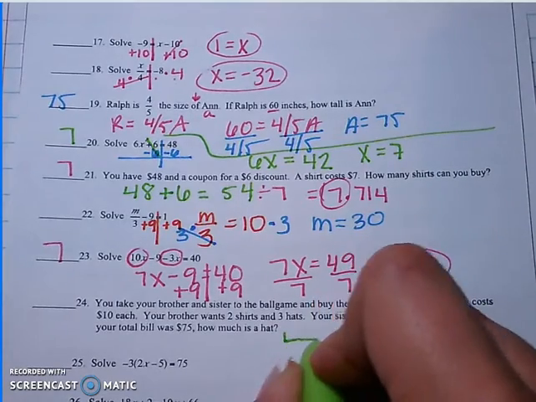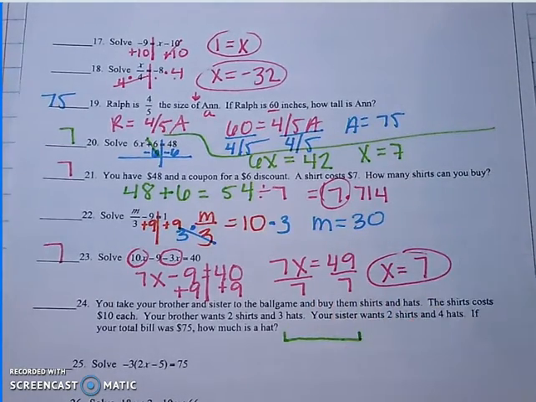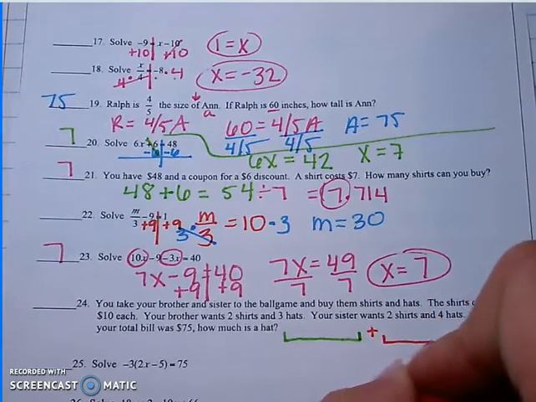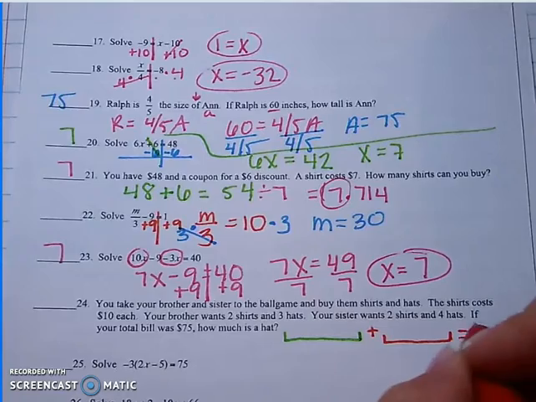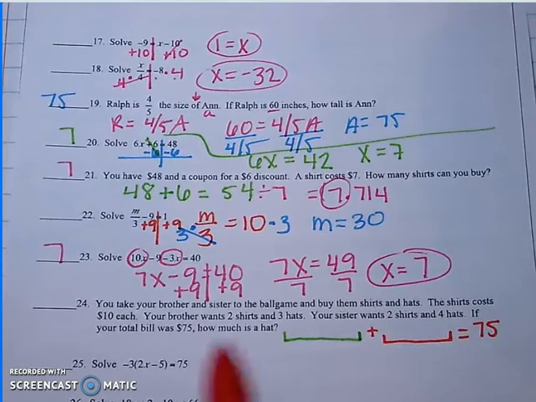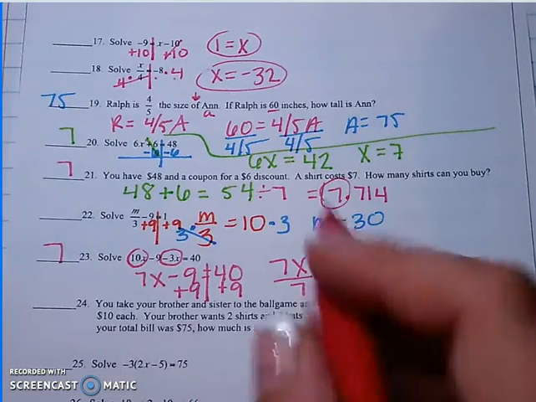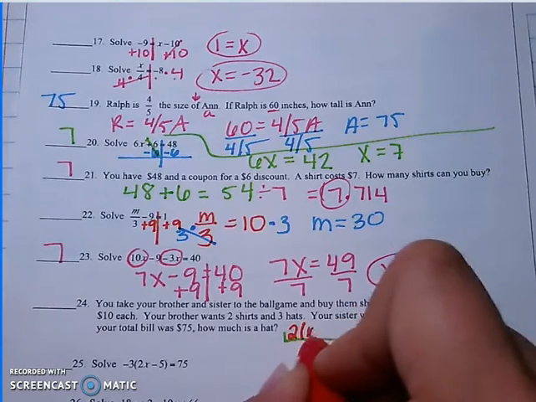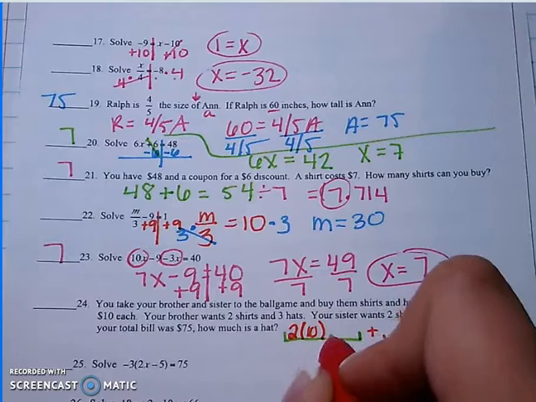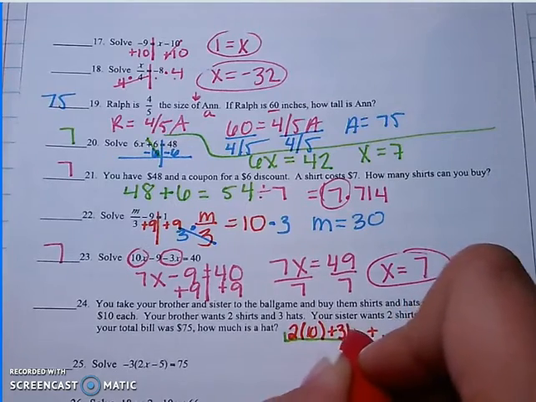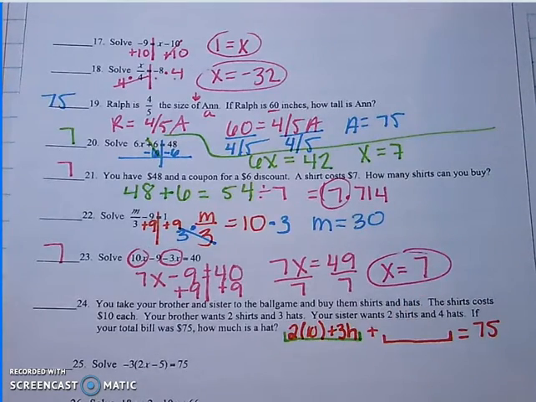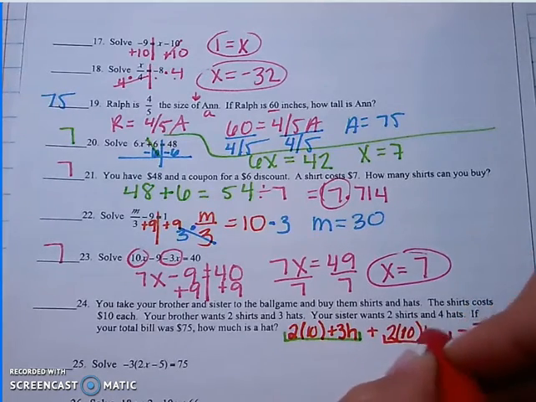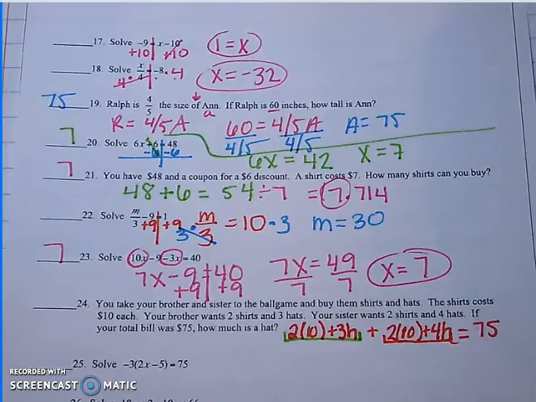So here's what my brother got, and then I'm going to add whatever my sister got, and I know it's going to equal $75. So the shirts were $10 each, and he got 2 of them. And he also got 3 hats. I don't know how much a hat costs. She got 2 shirts worth $10 each, and 4 hats, so 4h.